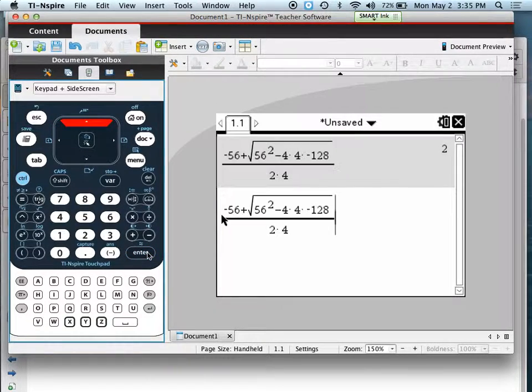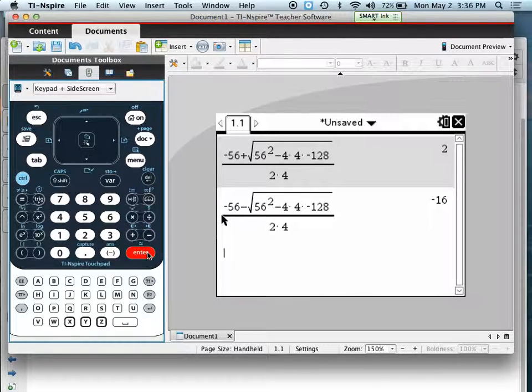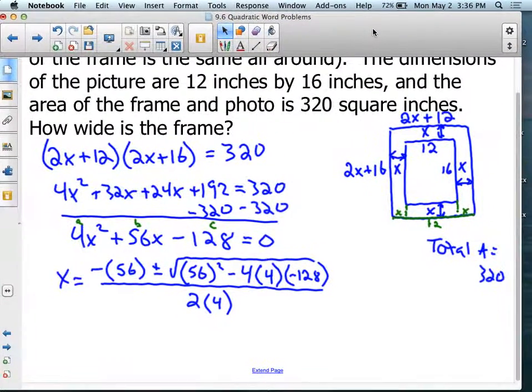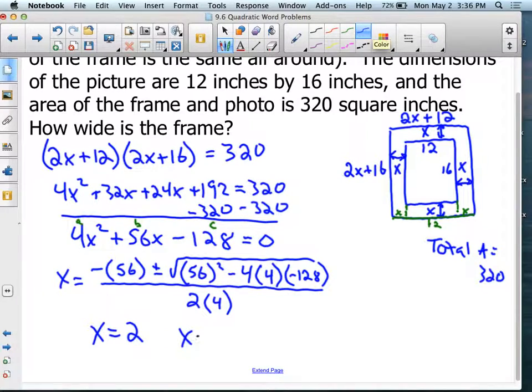So I'm going to go up and hit that enter button to bring it back down. And let's change that addition sign to a subtraction sign. So my 2 solutions for x are positive 2 and negative 16. Let's bring those over. So this gives me answers of x equals positive 2 and x equals negative 16.